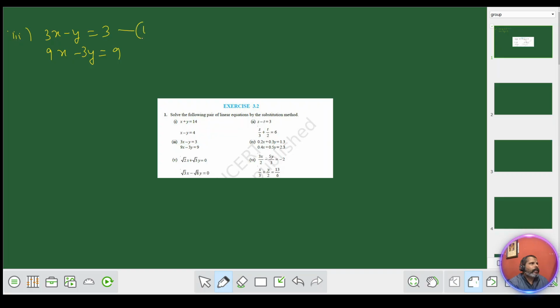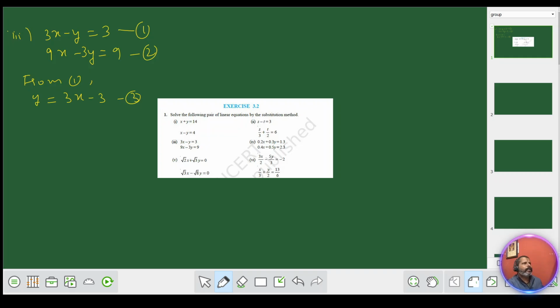I'll call these 1 and 2. From 1, what do I solve? I'll solve for y. Why? Because if I transpose y to the right hand side, it becomes 3x minus 3. So y equal to 3x minus 3. This I call 3.